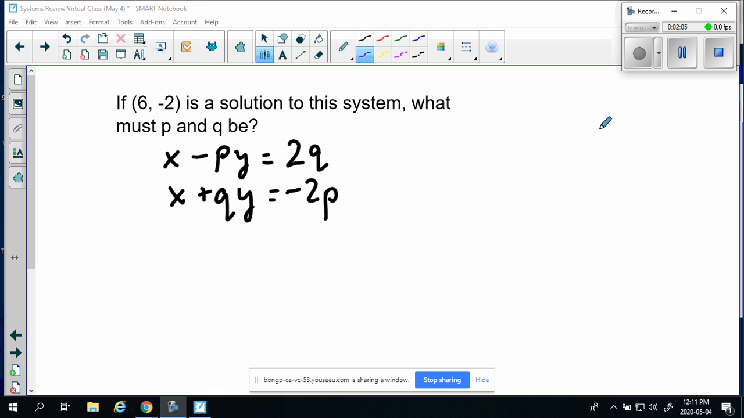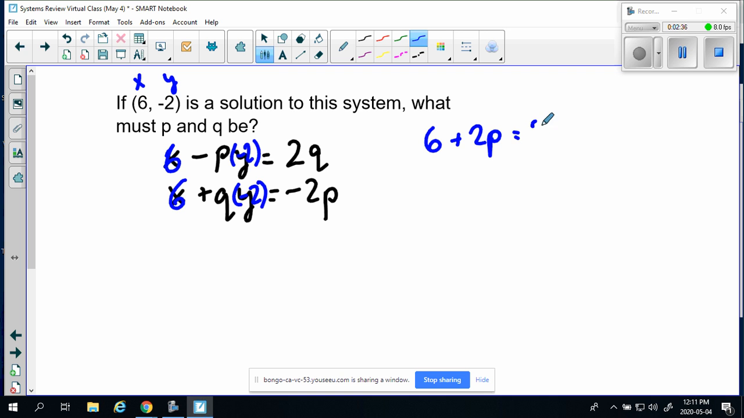If (6, -2) is a solution to the system, what must P and Q be? So by default, if you have coordinates, this is x and this is y. If it's a solution to the system, what it's testing is whether you understand that you can put these values into both equations and they should work. So we can substitute 6 in for x and -2 in for y, and we're going to get a different system: 6 + 2p = 2q, and 6 - 2q = -2p. And then we can solve.